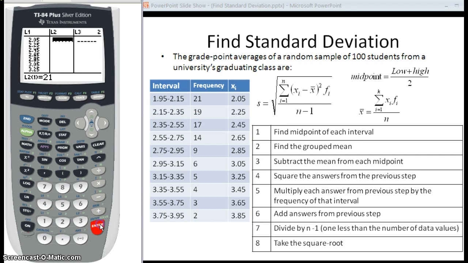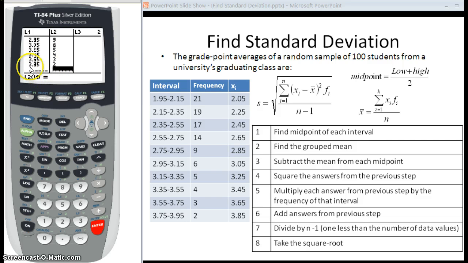Now the frequencies have to correspond, so you do have to keep them in order. My midpoint of 2.05 had a frequency of 21. And so I just go down through typing all of my frequencies in list 2. And again, I see at the bottom of my list everything has corresponded. If something's off, you can always go up to the top, clear the list, and try retyping.